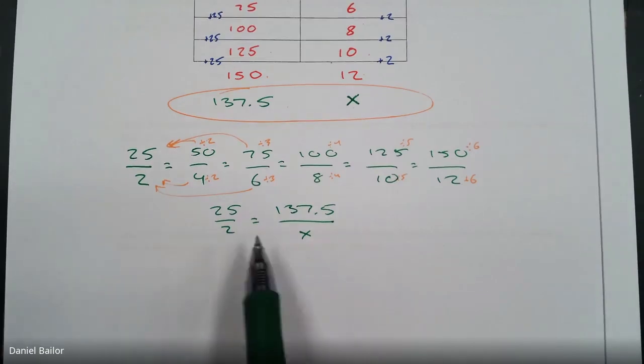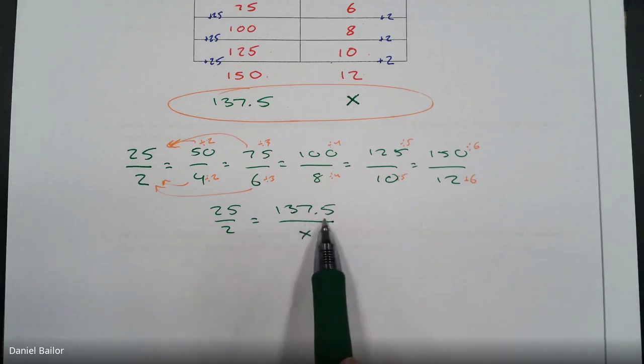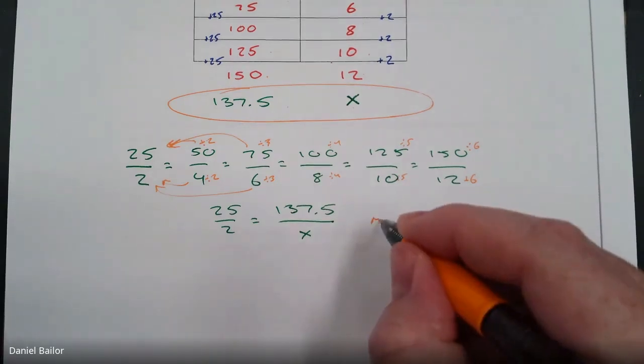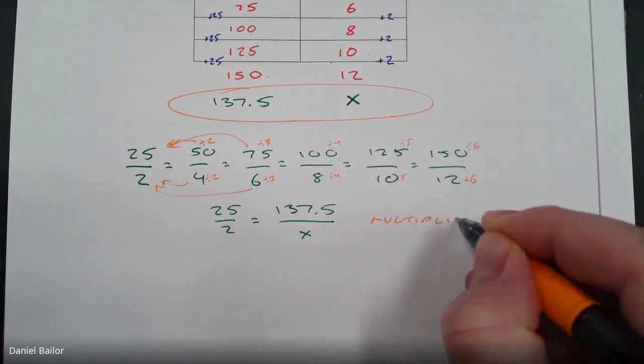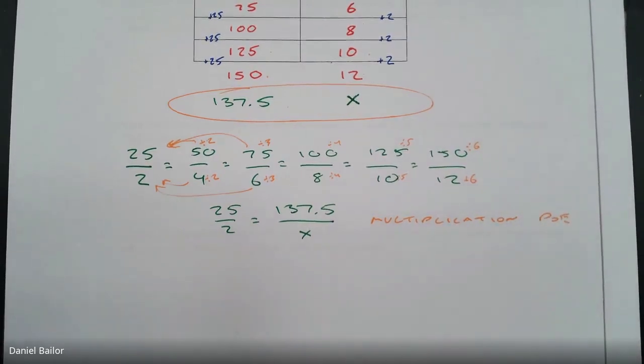Now we have a proportional equation. This is a proportion. We know 25 over 2 equals 137.5 divided by something. Now we just need to find the something to know how many miles he went. Now this should look familiar. You know how to solve this. You're going to use the multiplication property of equality. Remember, the multiplication property of equality simplifies our proportions so they're easier to solve.